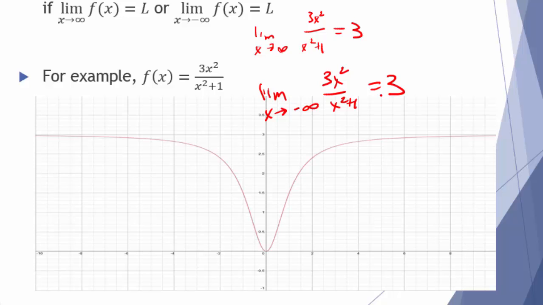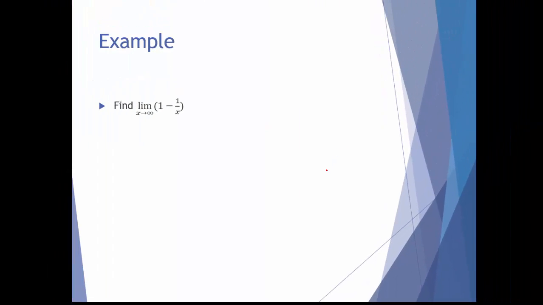Let's take a look at some techniques for actually finding the limits, for calculating them. It's one thing to look at a graph and say what is the limit, but we need to be able to do this using other techniques. So let's find the limit as x approaches infinity of 1 minus 1 over x. One of the things that we can do is use the property of limits that says you can split limits across addition and subtraction.